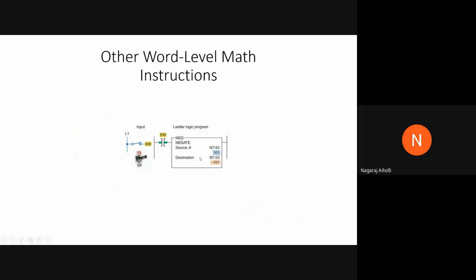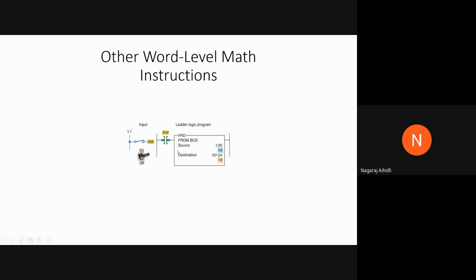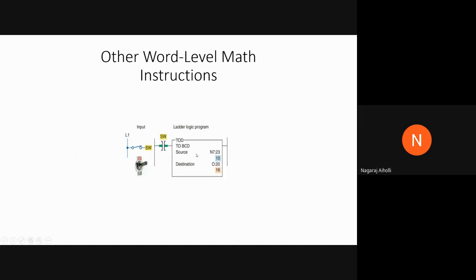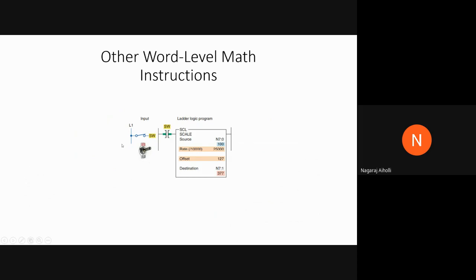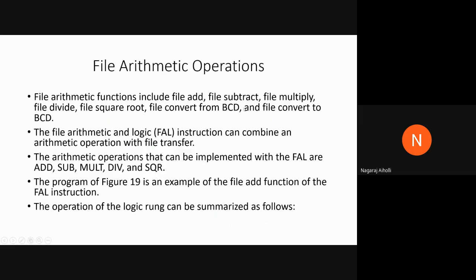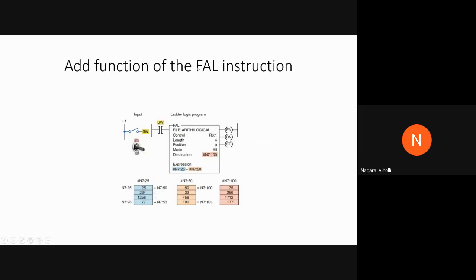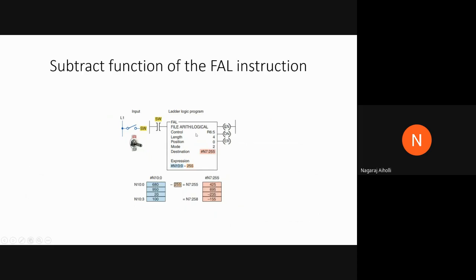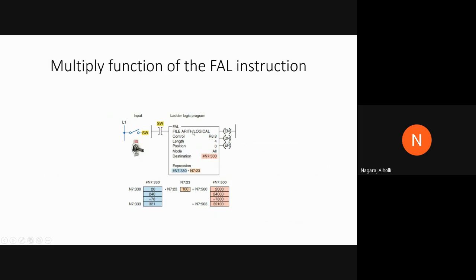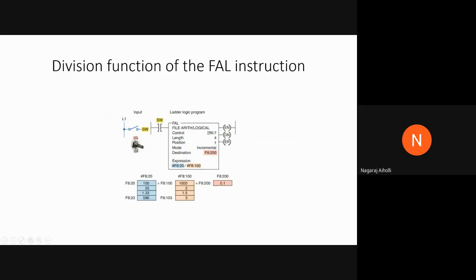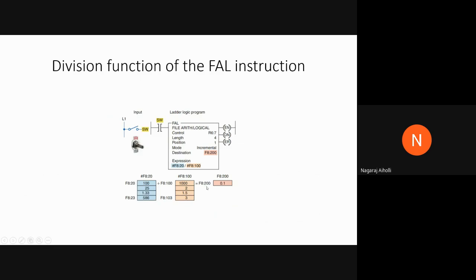The SQR square root instruction, negate instruction, then converting from integer to BCD, converting from BCD to integer, then clear instruction, then we have the scale instruction, then a few of the file arithmetic operations which operate on a set of values. The various FAL instructions are FAL ADD addition, FAL SUB subtraction, FAL MUL multiply, and FAL DIV. So these are the various topics that we have covered in today's class.